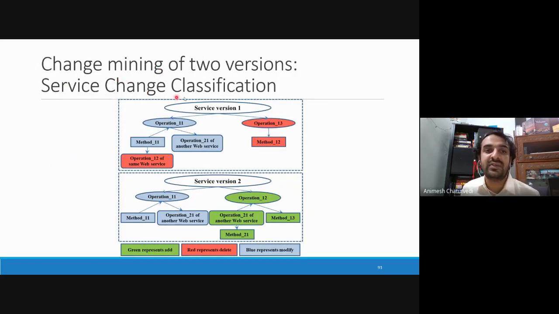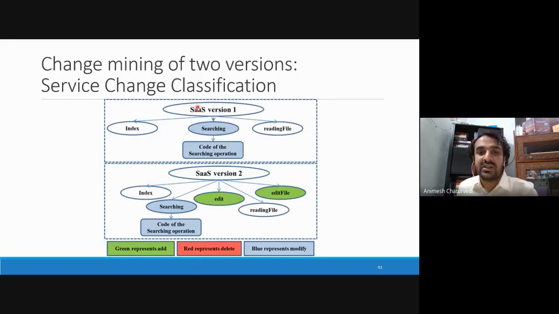These are the service change classifications. Blue represents the modified part, green represents the added part, and red represents the deleted part. Service version 1 is changed to service version 2, and they have operation 11, operation 13, operation 11, operation 12. This is just an example illustration of how the changes would look in the web service, where methods and other web service operations are being called. So version 1 is changed to version 2.